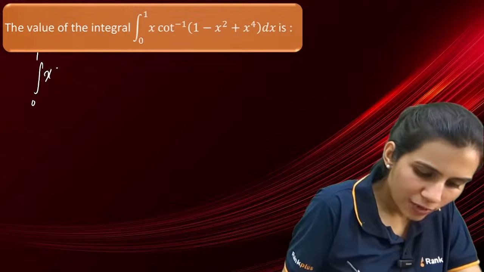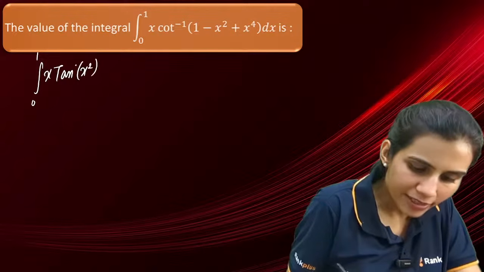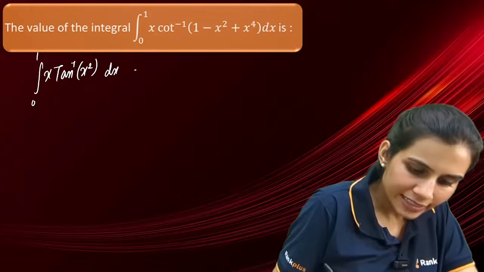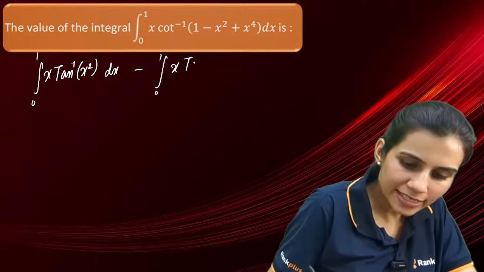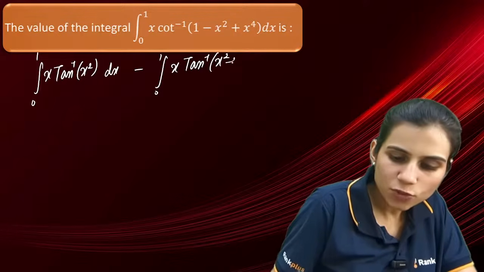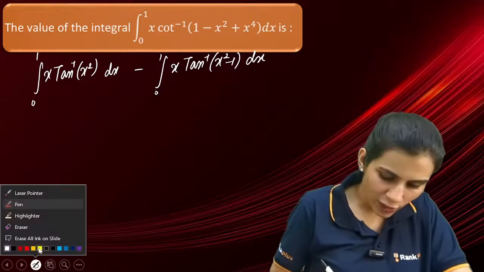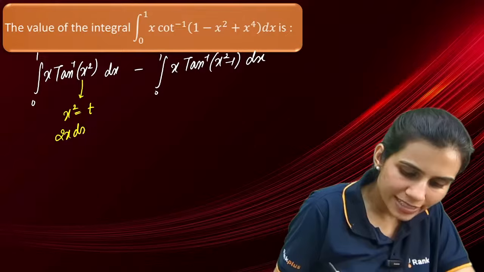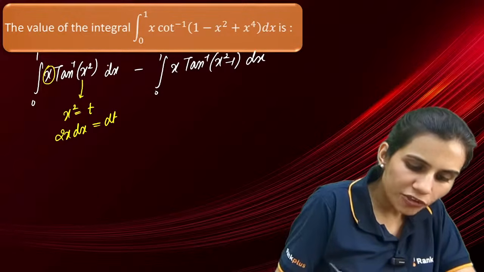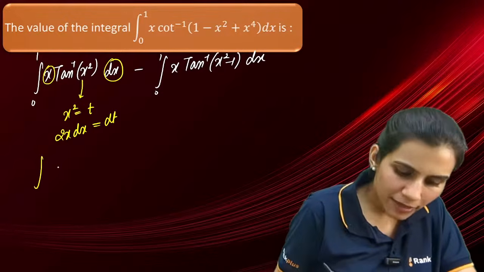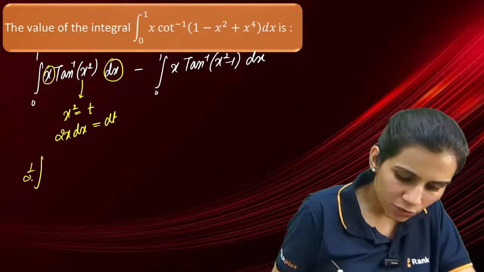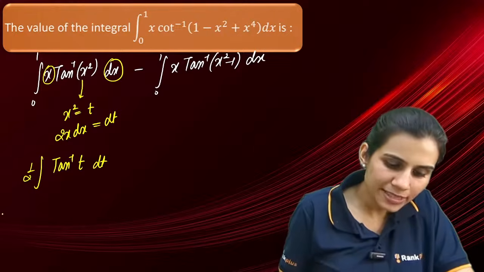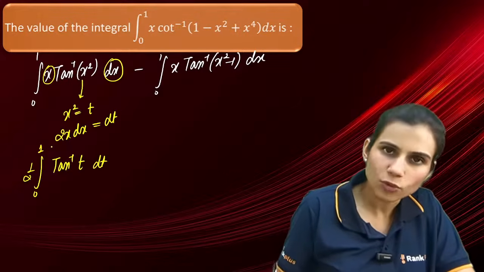You have integral 0 to 1 x into tan inverse of x square dx minus integral 0 to 1 x into tan inverse of x square minus 1 dx. Now the first thing which should strike you is, let me take x square as t so that 2x dx is equal to dt, because we already have x dx sitting. So x dx will be dt by 2, and this is tan inverse t. What about the limits? When x is 0, t is 0. When x is 1, t is also 1.